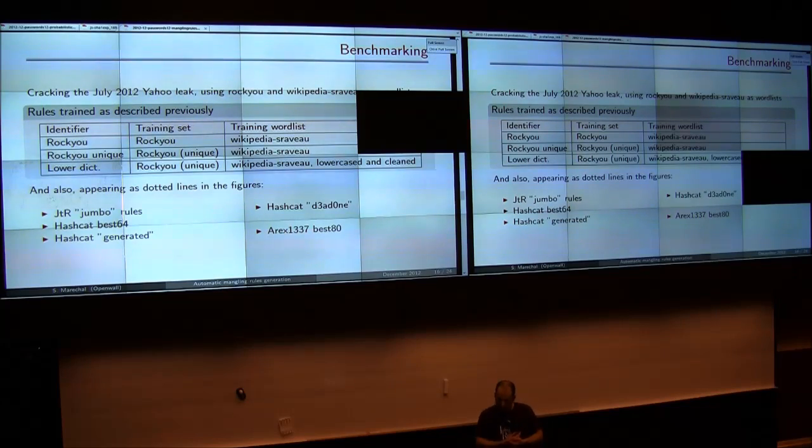I have also added all the following rules, which are John the Ripper default jumbo rules, hashcat best64, hashcat something called generated, d3ad0ne, and the best80 that were provided by Eric's lead.